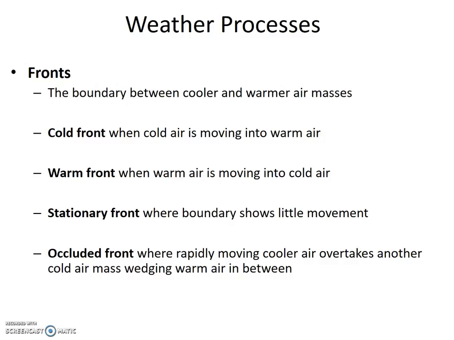Fronts are the boundary between cooler and warmer air masses. A cold front occurs when cold air is moving into warm air. A warm front occurs when warm air is moving into cold air. A stationary front occurs where the boundary shows little movement. And an occluded front occurs where rapidly moving cooler air overtakes another cold air mass, wedging warm air in between. Let's look at the cartoons.